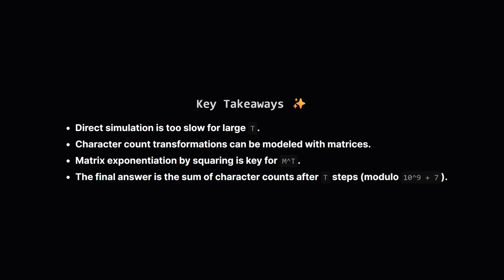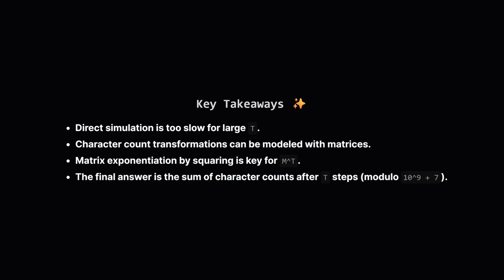So let's recap the main ideas. The problem asked for the total length of a string after many transformations. Doing it step by step or simulating directly would be too slow if the number of transformations is very large. The trick was to shift our focus from the string itself to the counts of each character. We saw that how these counts change from one step to the next can be described by a transformation matrix.